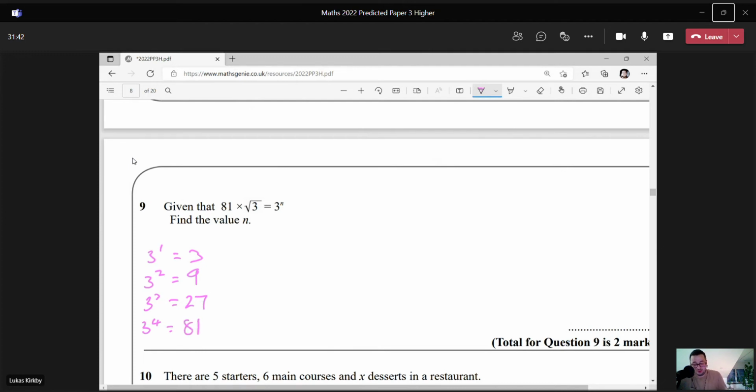So we know that 81 is 3 to the power of 4, times the square root of 3, which is the same as saying 3 to the half. Now when you multiply them together, you add the indices. So that's 3 to the 4 and a half. So n is 4 and a half, or 4.5.